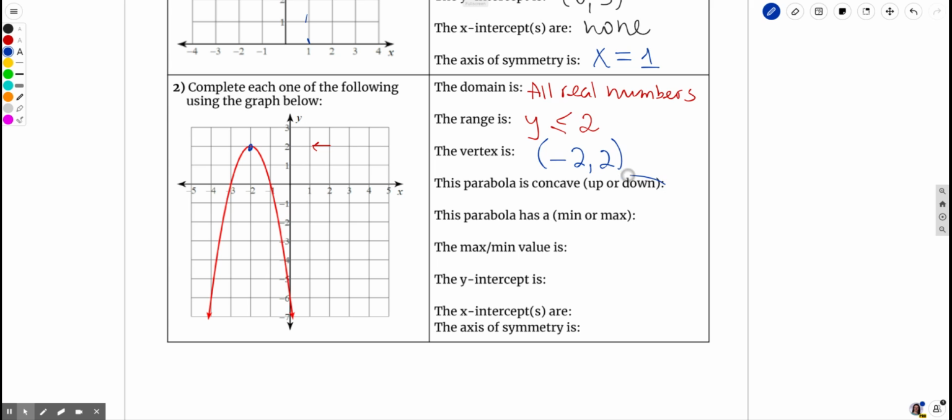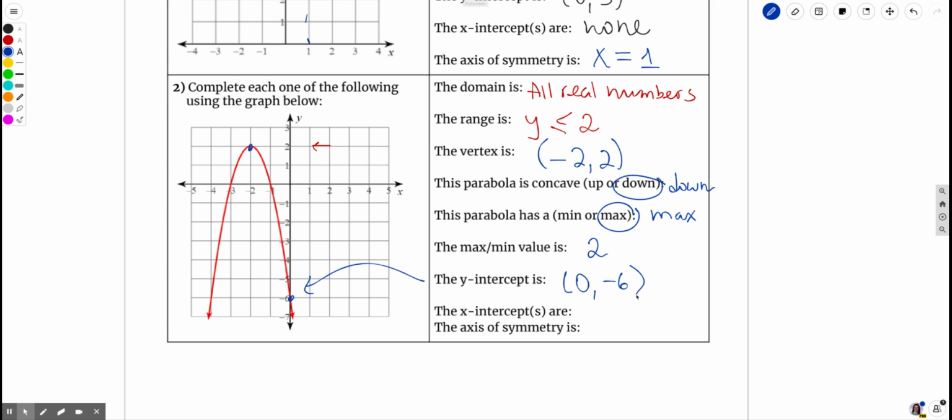Our parabola is facing down, and our parabola has a maximum value. The maximum value is 2. Our y-intercept is right here, and it is 0, negative 6.